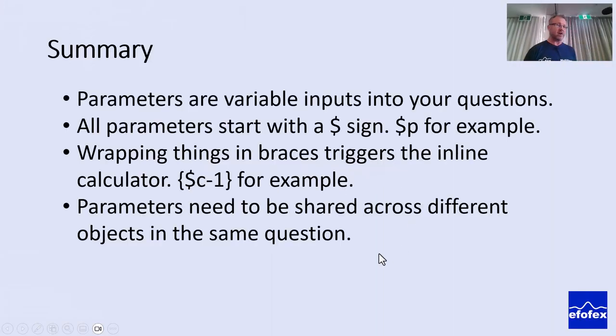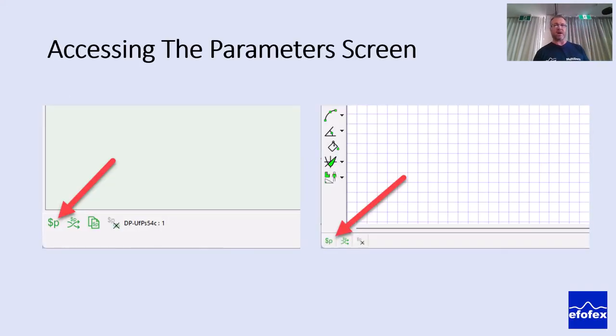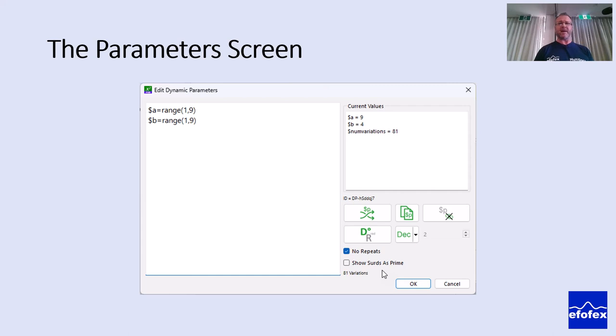Okay, so in summary, parameters are variables that you can put into your question. They've got to start with a dollar sign. If you wrap something in braces, you do a calculation, and you need to share them amongst the different objects for it to make sense. I showed you that dollar sign P button. That gives you access to the parameters. You type them there. There's a few things on there.